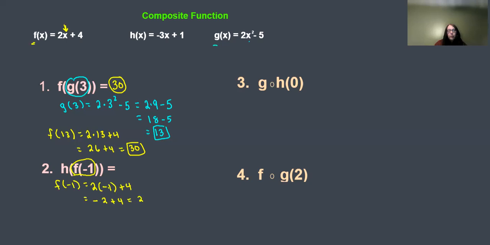So now I can substitute this 2 in for f of -1. So I've got h of 2. Instead of h of f of -1, I now have h of 2. So I'm going to go to the h function up here, and wherever I see an x, I'm going to put a 2. -3 times x, which is now 2, plus 1. A positive and a negative make a negative. 3 times 2 is 6. Plus 1, -5. So h of f of -1 is -5.